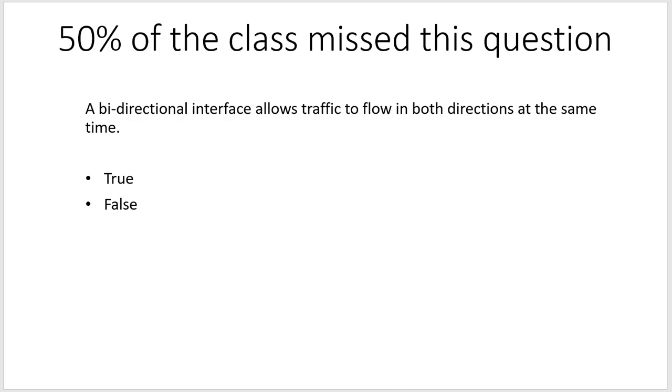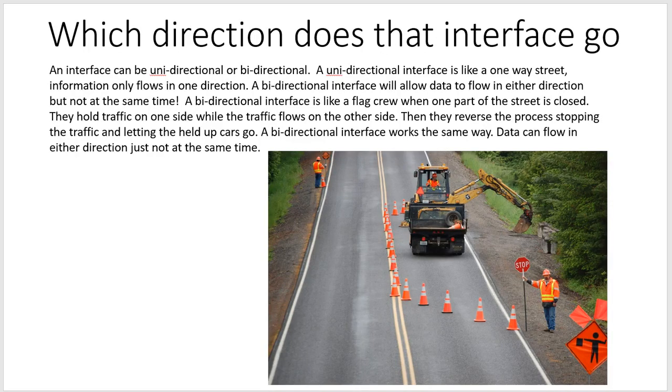50% of the class missed this question. A bidirectional interface allows traffic to flow in both directions at the same time. And the key to this question is at the same time. This is false. If you go all the way back to week 2, I think it is, we talked about interface directions. An interface can be unidirectional or bidirectional.